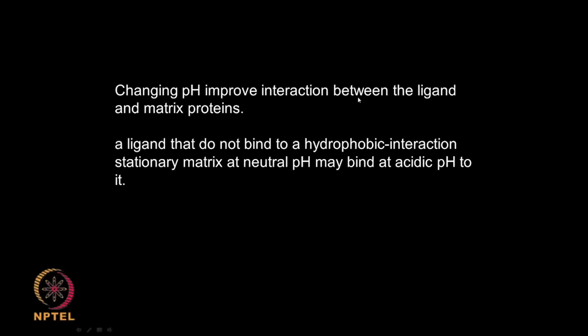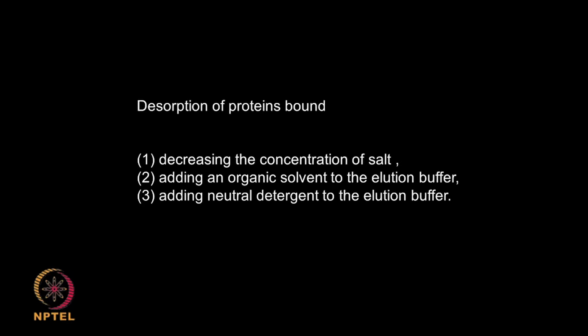Changing pH can improve interaction between the ligand and the matrix proteins. A ligand that does not bind to a hydrophobic interaction stationary phase at neutral pH may bind at acidic pH. So, if it is not binding at neutral, then I may have to change the pH a little bit so that it binds at that pH.